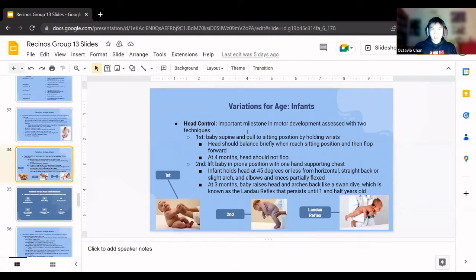Head control is a very important milestone in motor development for infants, and it is assessed with 2 techniques. The first is holding the baby supine and then pulling them to a sitting position by holding their wrist. A second technique is lifting the baby in a prone position with one hand supporting their chest.